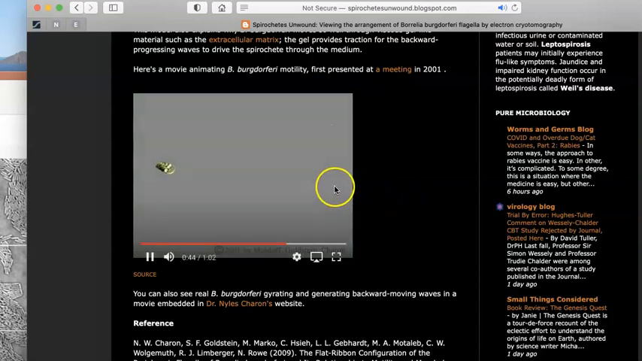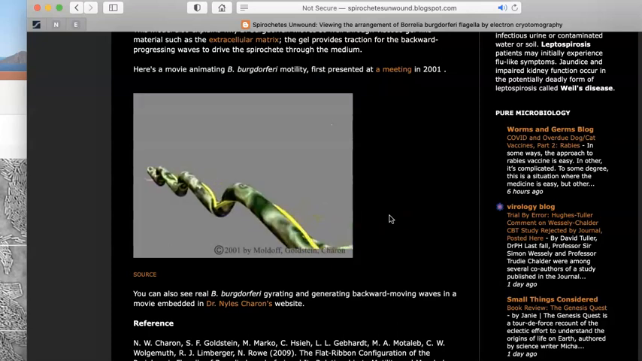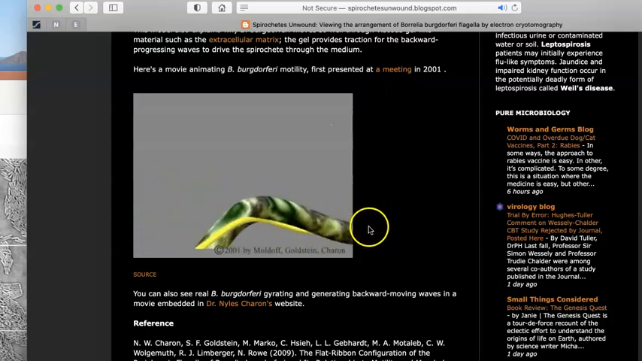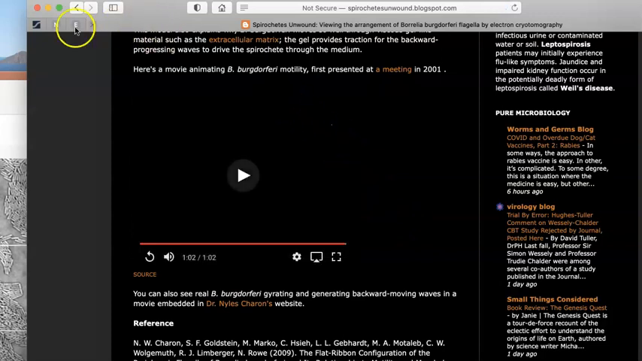And so this type of corkscrew motility really gives the microbe the ability to penetrate really deeply into tissues. One of the reasons why Lyme disease is really difficult to get rid of. The microbe can penetrate into joints and so forth and cause really long-lasting arthritis and autoimmune problems.